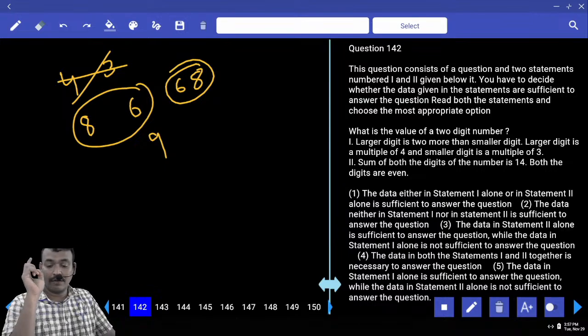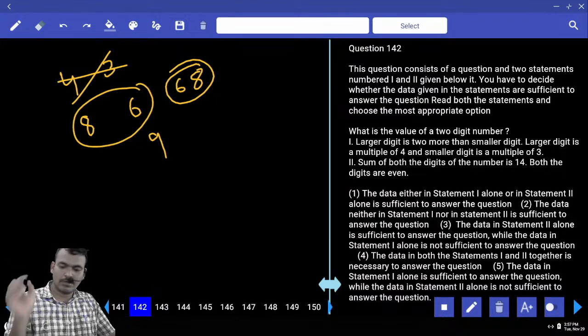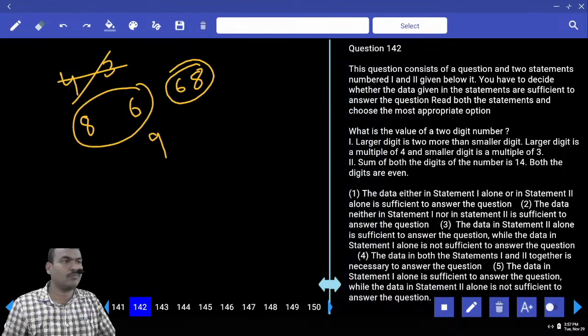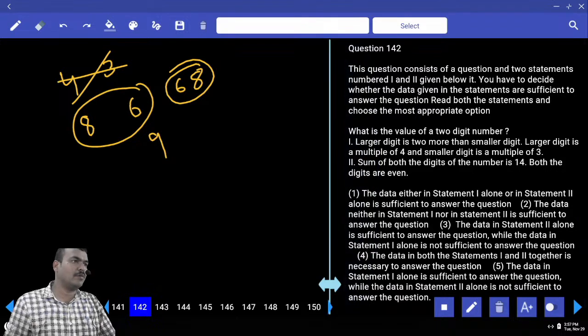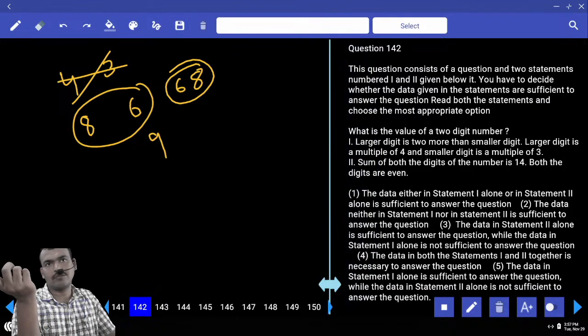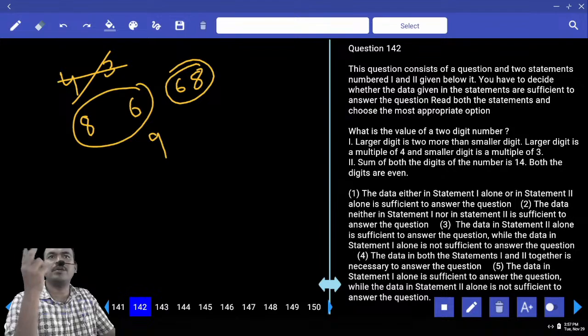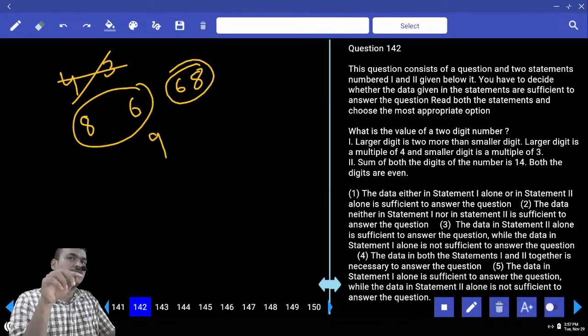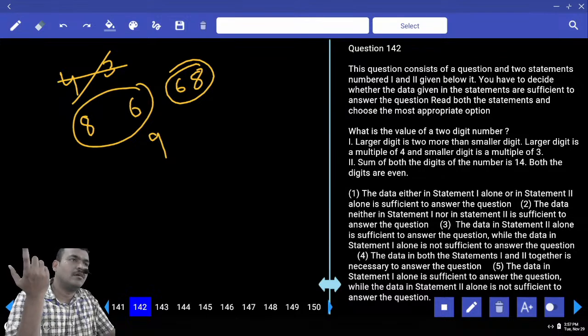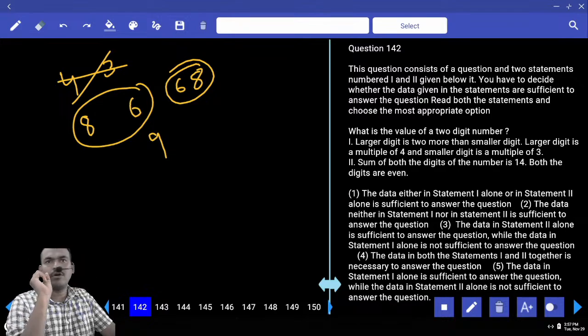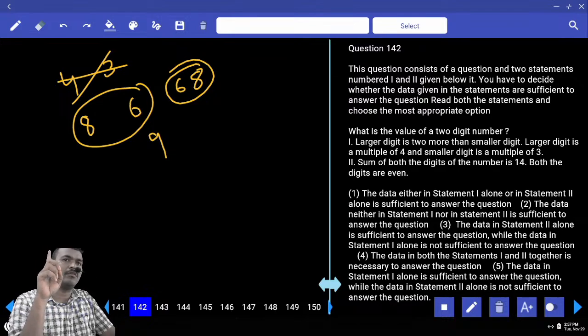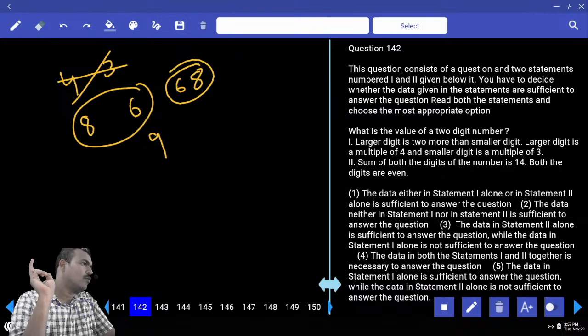But first statement, 2 options are satisfied. Second statement also, how many possibilities are there? 2 possibilities. Because sum of both the digits of the number is how much? 14. Both are which one? Even numbers. 8 plus 6, 14. 6 plus 8 also 14. 8 and 6 are even numbers. 6 and 8 also even numbers. Second also how many possibilities? 2 possibilities. By using both the statements also we get 2 possibilities or only one? 2 possibilities. Then the answer is neither 1 nor 2. Because the data sufficiency concept is always a resultant value. Only one result is required or 2 results? Only one result.